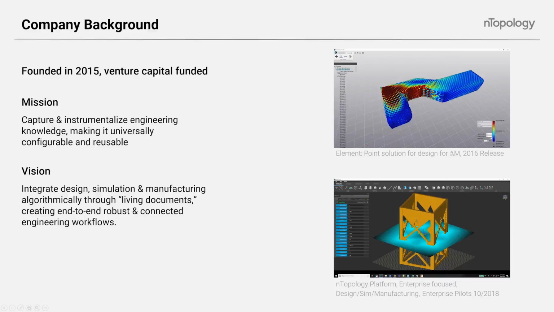Now, first, a little background on our company and who we are. nTopology is a rapidly growing software company making design engineering solutions for advanced manufacturing. And when we say advanced manufacturing, that includes additive manufacturing, amongst other things. Now, we started in 2015 based in New York City, and we have this goal of creating a better product development system that's driven by data and physics. And those are two important words there, data and physics, and we'll talk more about those.